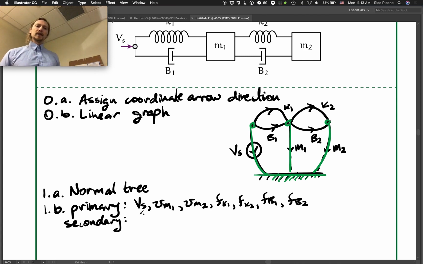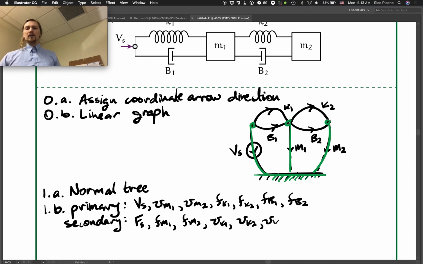We just flip all those to get the secondary variables. So we have FS, the force applied by the source. We have FM1, the force on mass 1. FM2, the force on mass 2. VK1, the velocity drop across spring 1. VK2, the velocity drop across spring 2. VB1, the velocity drop across damper 1. And VB2, the velocity drop across damper 2.